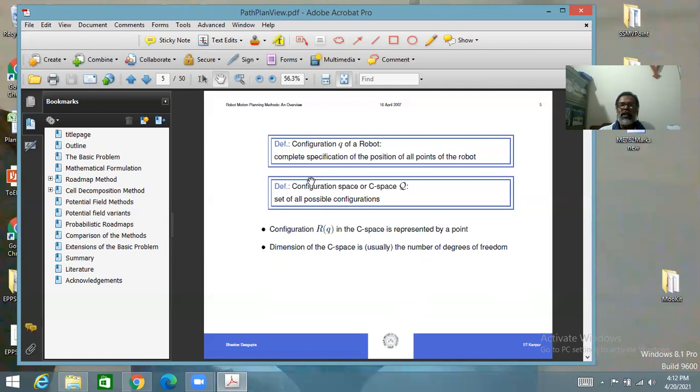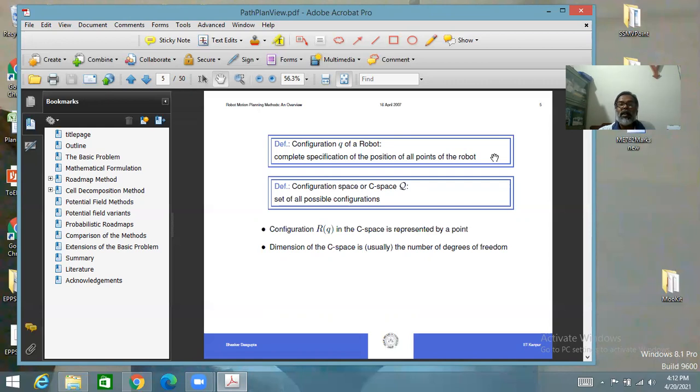So when you describe the configuration of a robot, you try to give the values of a few parameters so that from that the complete specification of the position of all points of the robot is clear. So in this particular case, that will mean the position of one point and orientation of one line in it. Okay. So that much will describe the configuration properly, because with the help of that, you can find out the location of every other point in the robot.